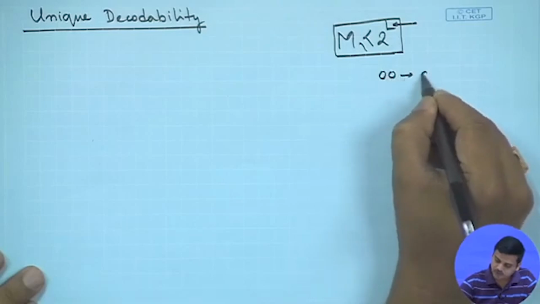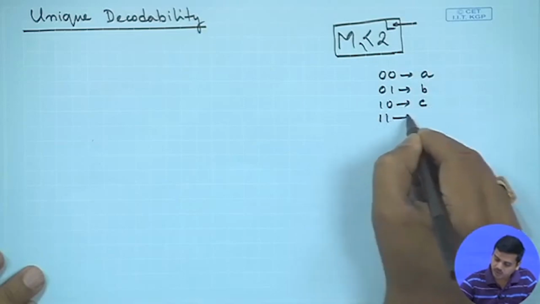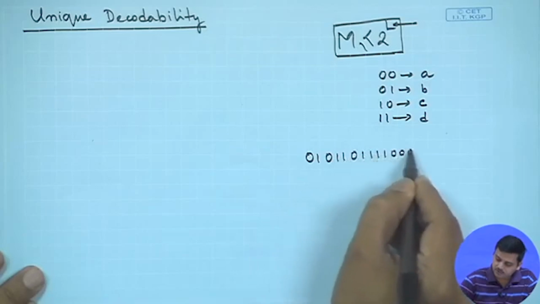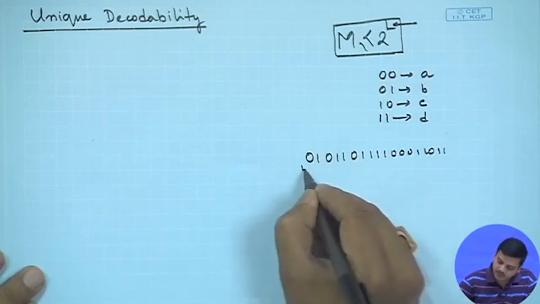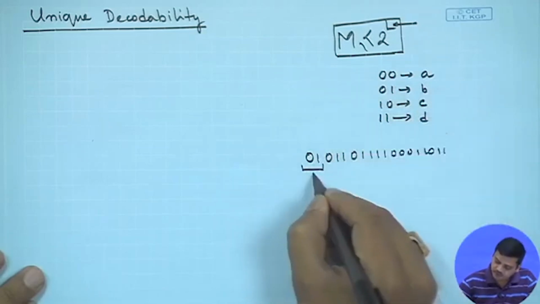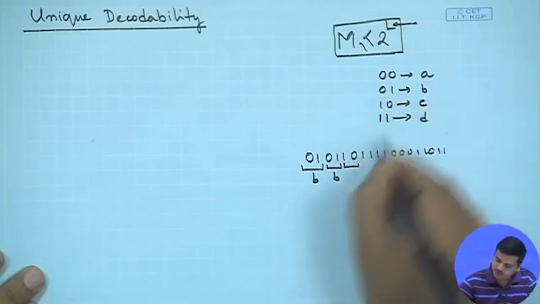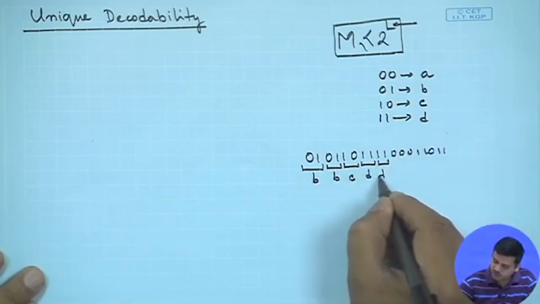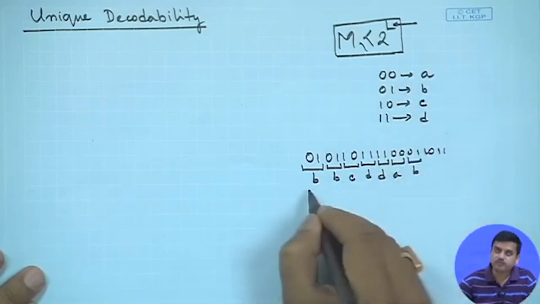It is very simple. Suppose we have 00 to indicate A, 01 to indicate B, 10 to indicate C, and 11 to indicate D. So, if a string of this comes, it will know that it has to read 2 bits at a time. It will read this, go there, it is a B. Again it will read this, it is a B. It will read this 10, it is a C, 11, it is a D, again 11, it is a D, 00, it is an A, 01, it is a B. So, there is no confusion about decoding.